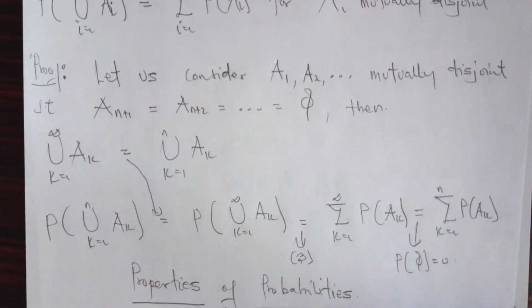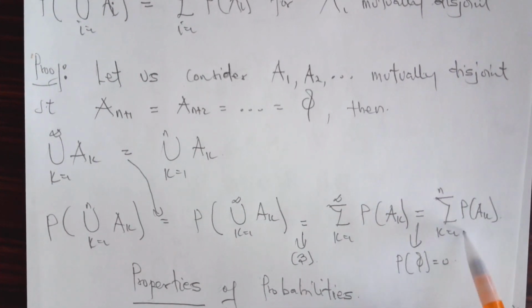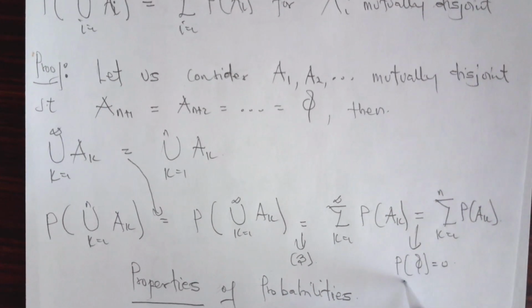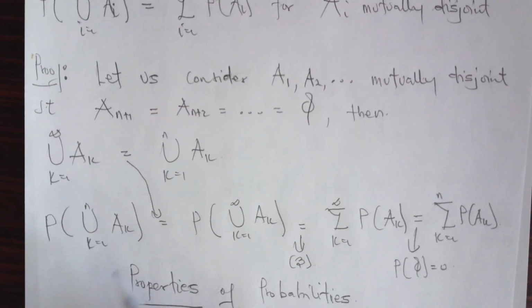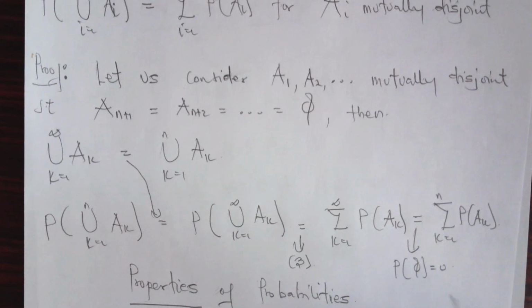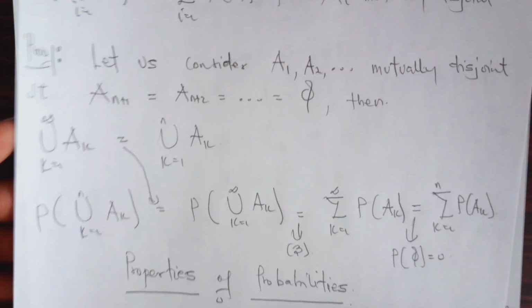Which is also equal to the finite sum of their individual probabilities, since the probability of the empty set is 0. So we have the probability of the finite union equal to the finite sum of their individual probabilities. This is called the finite additivity property of P. So condition 3 implies this, if we take A_{n+1}, A_{n+2} to be the empty set.